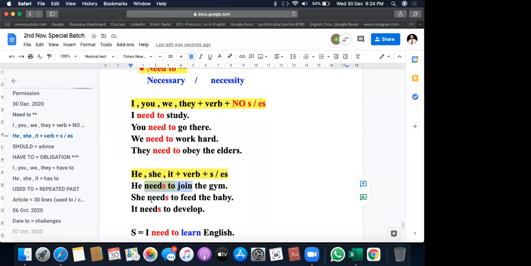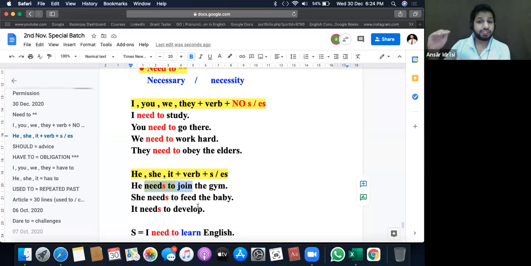Same case over here. She needs to feed the baby. Now, she has a baby and she needs to feed the baby. If she doesn't feed that baby, the baby may die. वो बेबी मर सकता है. The baby may die. मैंने कल ही आप लोगों को पढ़ाया "may".